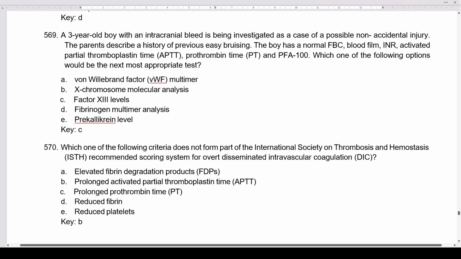Okay, as I told you before, if there is an umbilical stump bleed or intracranial bleed, it is a serious type of bleed, and other tests are all normal, the test of primary hemostasis, the test of secondary hemostasis, everything is normal. So just think of factor 13 deficiency. So in this case, go for factor 13 levels.